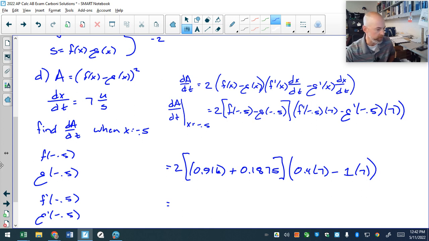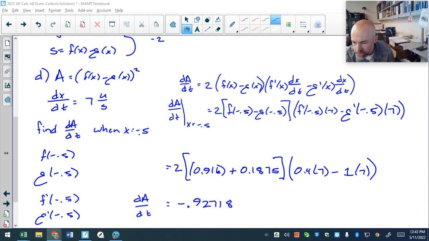If you want, I'm going to pause this and simplify it just for those of you who are curious what the cleaned up answer is. Okay, if I punched that in correctly, I'm getting negative 0.92718, and they do not ask for units. And so I feel happy with my answer, and I'm done with question number 2.